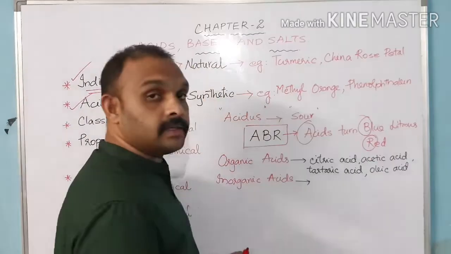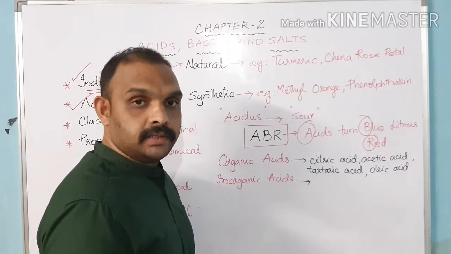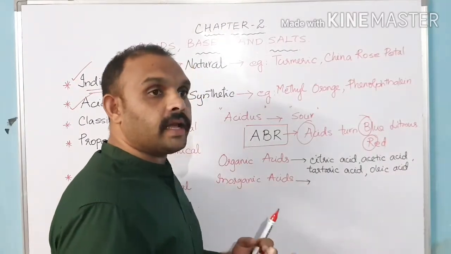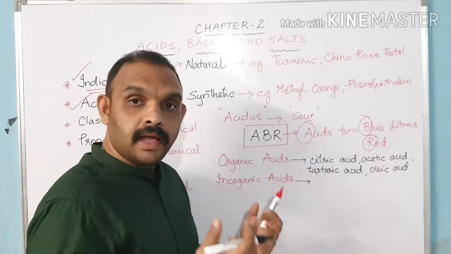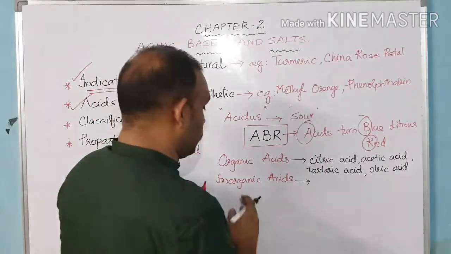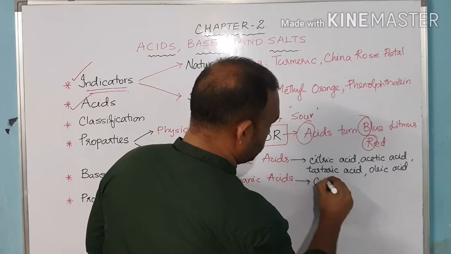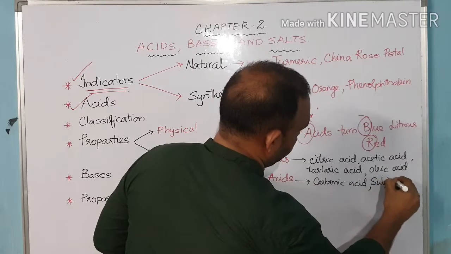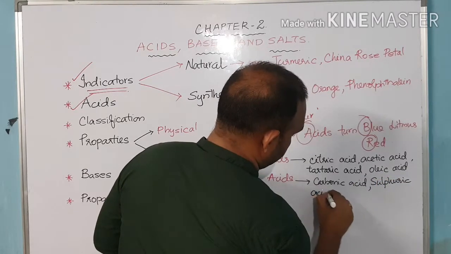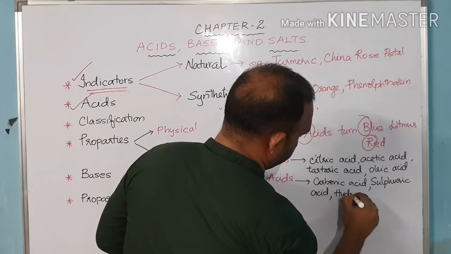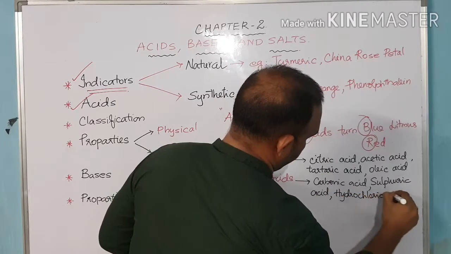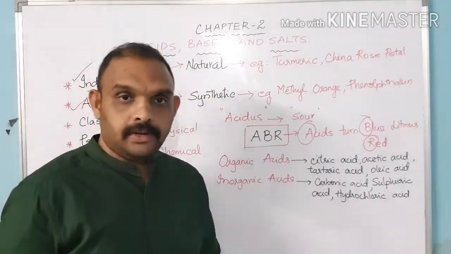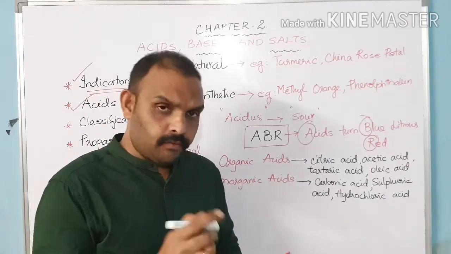Now, inorganic acids. Inorganic acids are those acids which are man-made. Or we can say that inorganic acids are those acids which are prepared from the minerals. Some examples: carbonic acid, sulfuric acid, hydrochloric acid, nitric acid. So many examples we can write for the inorganic acids. Clear?